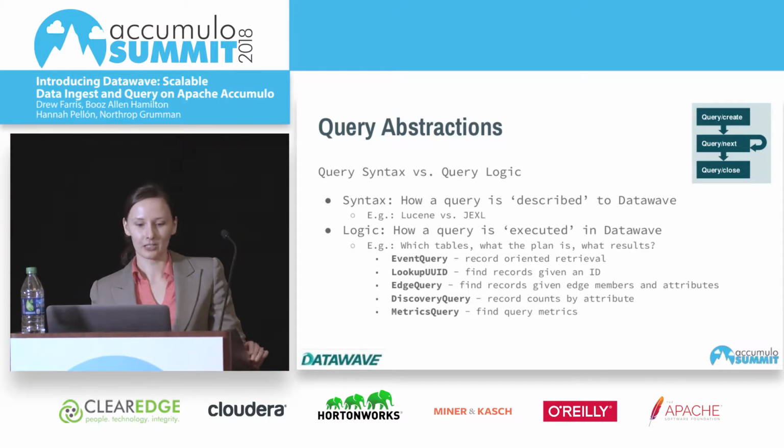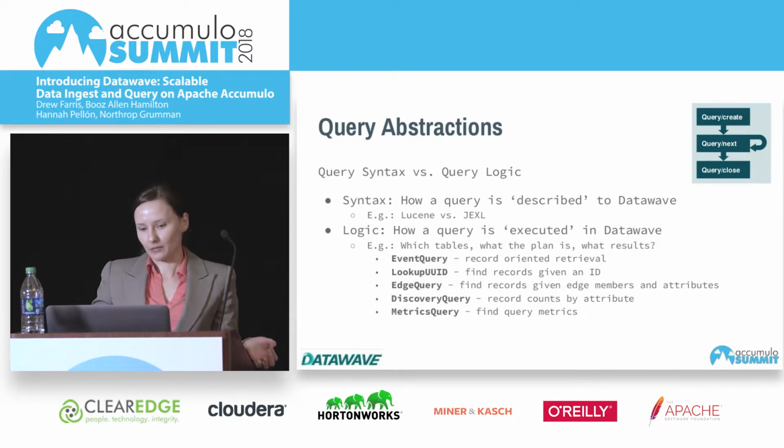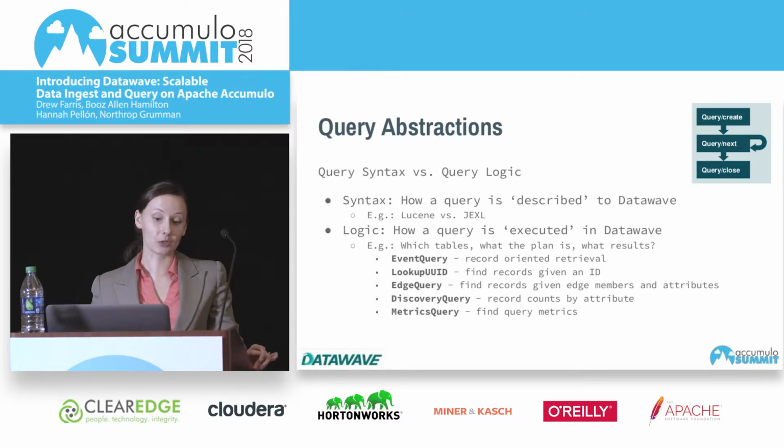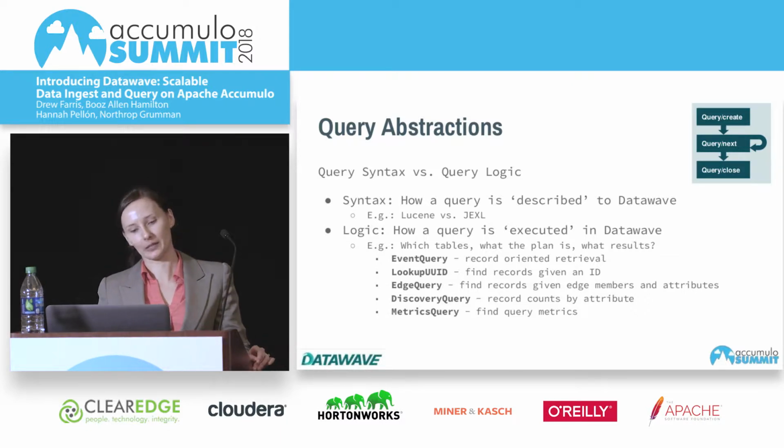The most common query logic is the event query, which will just give you back all of the records, all fields and values for those records that match your query. The lookup UUID query is a souped up, ultra-optimized event query that will return records given a record ID. This is assuming, of course, that your data has some kind of unique identifier associated with each record that you ingest. The edge query, as you might guess, looks over the edge table to find some edges given the members and attributes that you supply in your query.